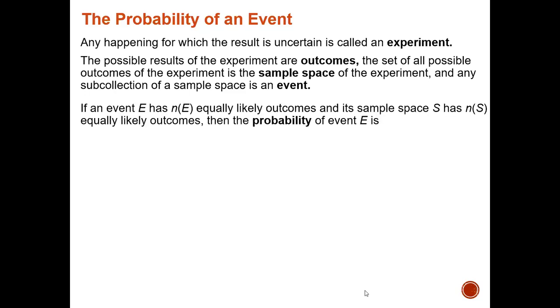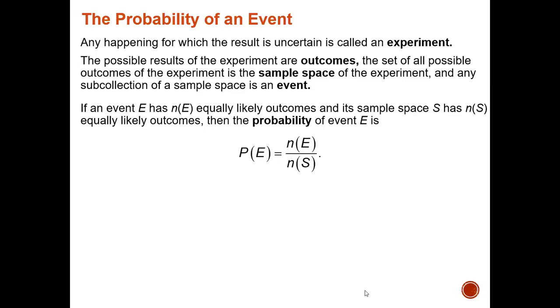If an event, E, has n of E equally likely outcomes, and its sample space S has n of S equally likely outcomes, then the probability of the event is P of E, or probability of E, equals the number in E over the number in S.